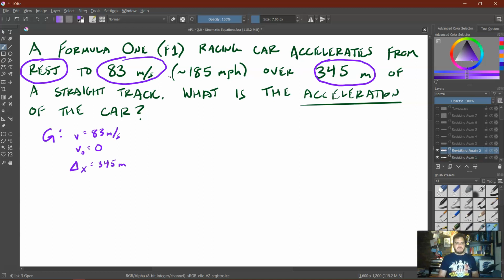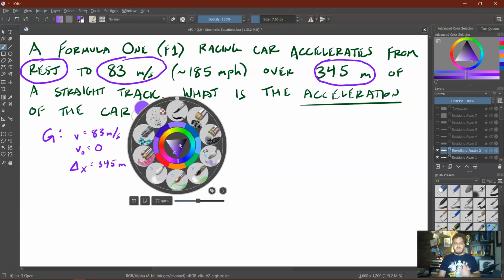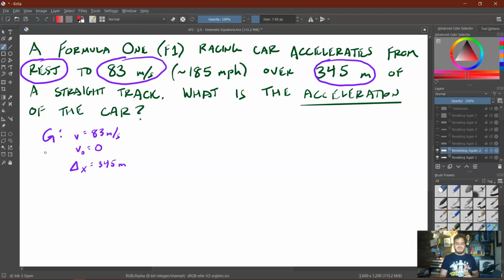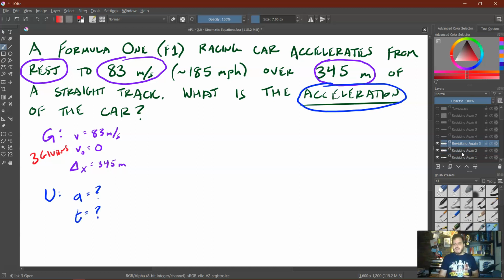We have 83 meters per second as the final velocity. Now, you may not have recognized this, but rest means that we had an initial velocity of 0, and our displacement was 345 meters. Now, I am going to briefly note, because this is just good, for these kinematic equation problems, you should pretty much always have 3 givens. If you don't have 3 givens, I would recommend checking the problem again. You probably missed one.